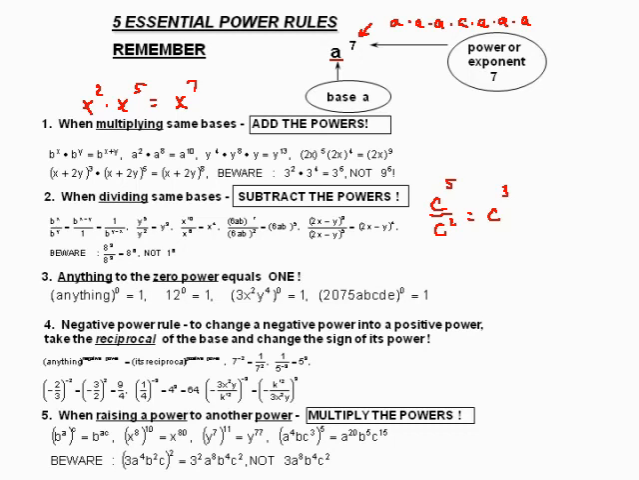Power rule 3, anything to the 0 power is 1. Now, if you don't believe me, try this on your calculator here. Now, to do exponents on your calculator, most of them have this caret key here to raise something to a power, so you could go 5 caret 0, and your calculator will give you 1.